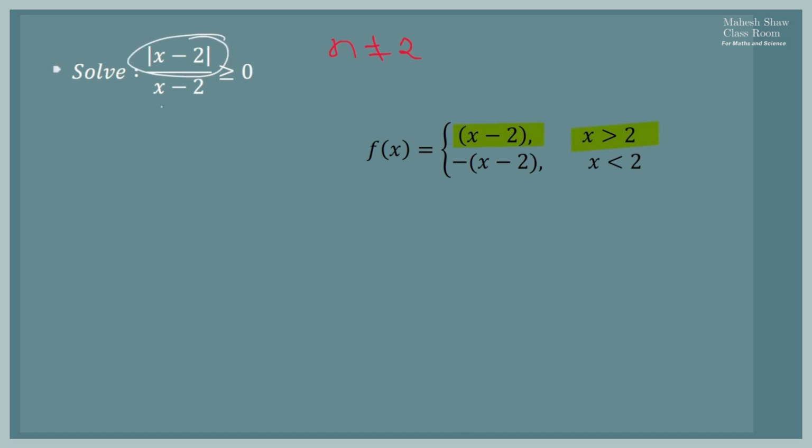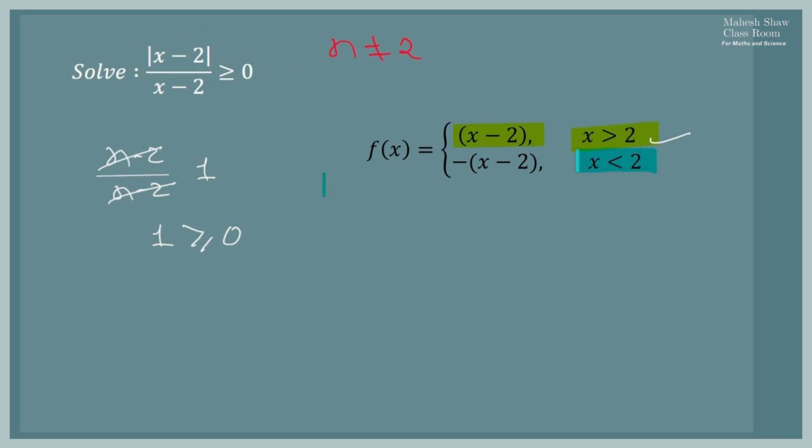So we can replace this with positive x - 2, that whole divided by x - 2 in the denominator. So it gets reduced to give you 1. And we know that 1 is greater than or equal to 0. Now from here we can say that x greater than 2 satisfies this inequality.